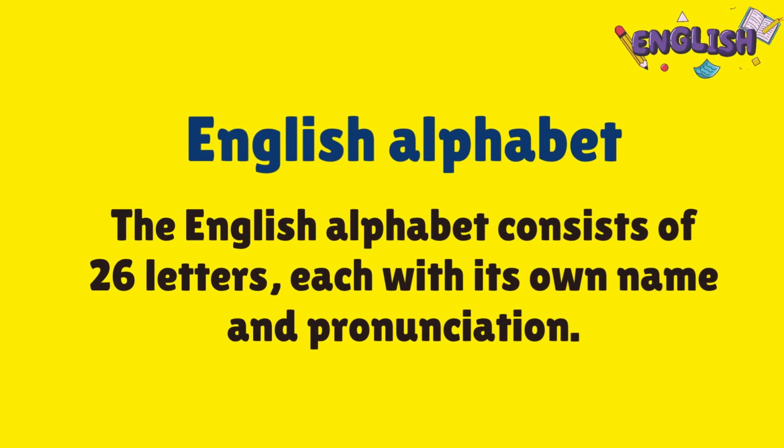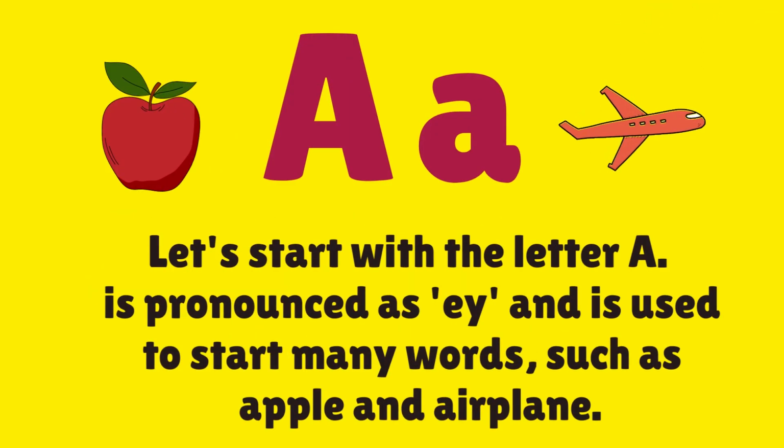The English alphabet consists of 26 letters, each with its own name and pronunciation. Let's start with the letter A. A is pronounced as A, and is used to start many words, such as apple and airplane.